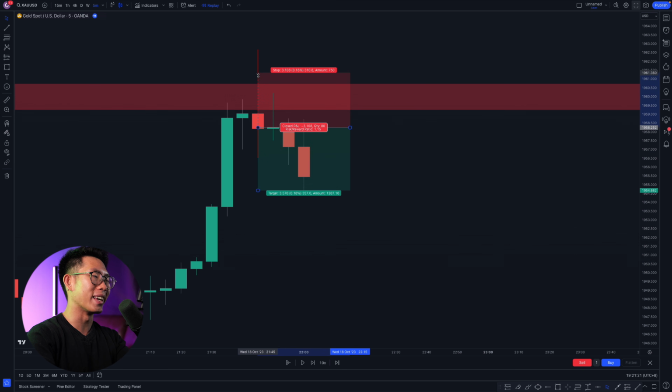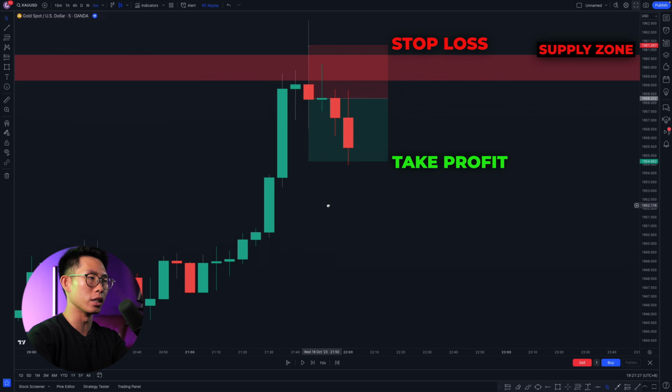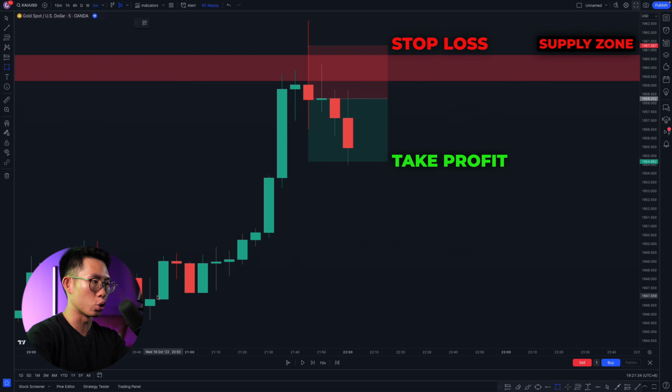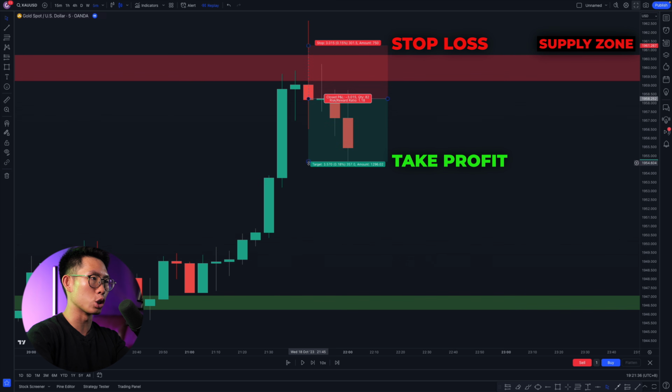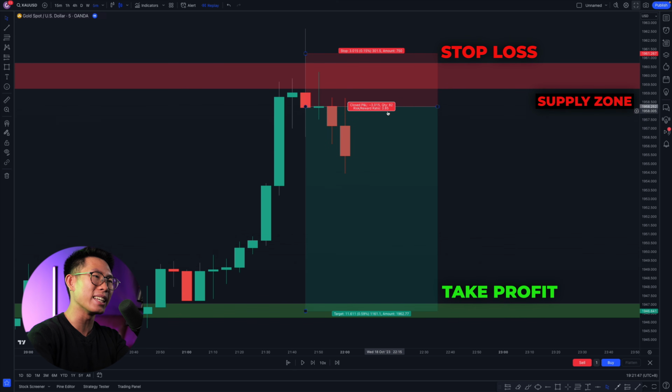And then this is when you can place your stop loss above this key supply zone, and I will recommend you to place your take profit at the next opposite zone, which will be some sort of demand zone that is somewhere right around here. That is where I will personally place my take profit.